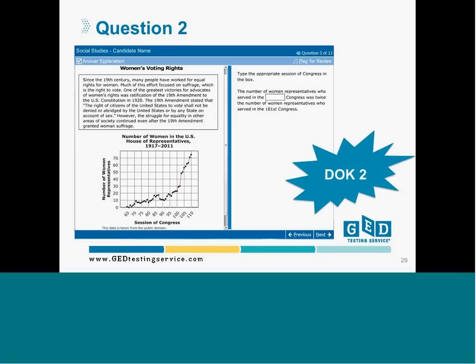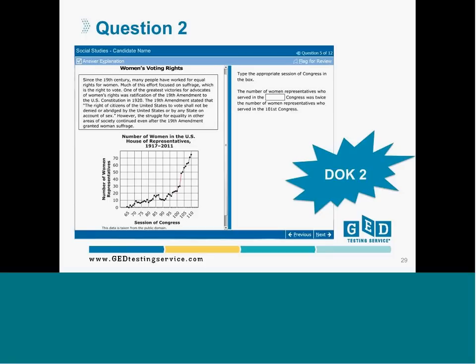In this case, we have DOK 2. Again, it's not just basic recall, but in order to determine the correct answer to this item, there are actually three steps involved. The tester has to assess the value of a specified data point on a graph, use that value to do a simple mathematical calculation, and then use the resulting value to find the answer on the graph. The test taker is not specifically directed as to the steps, but needs to figure out for himself or herself how to determine that answer.